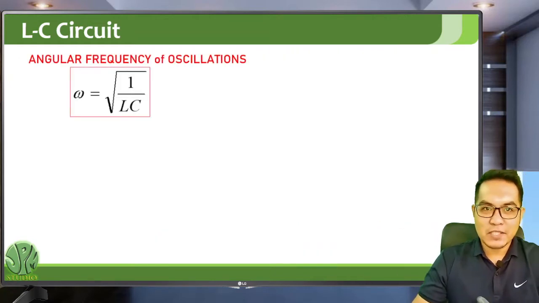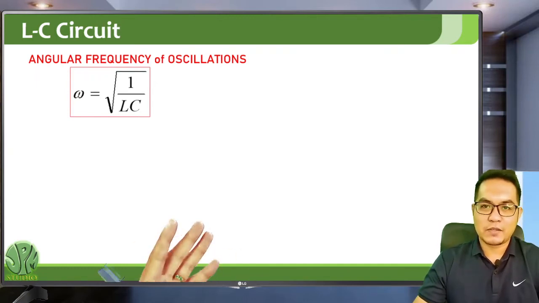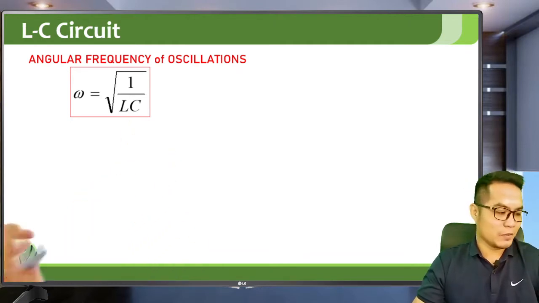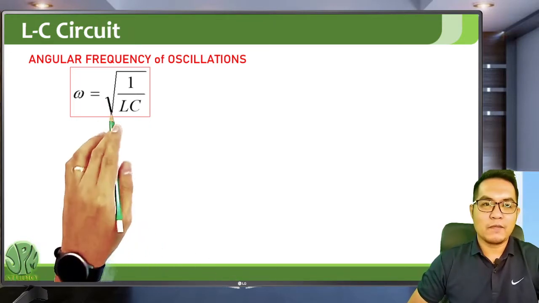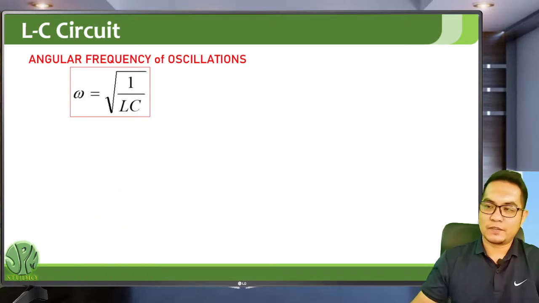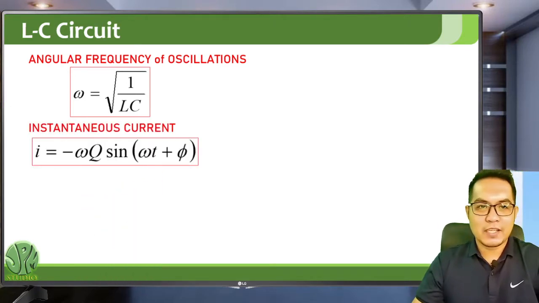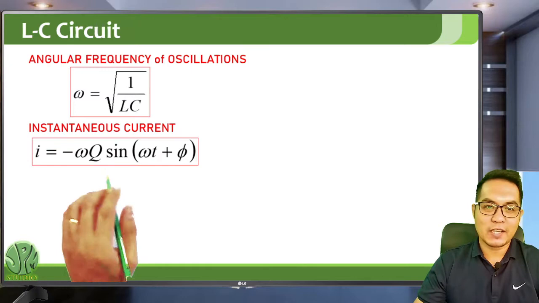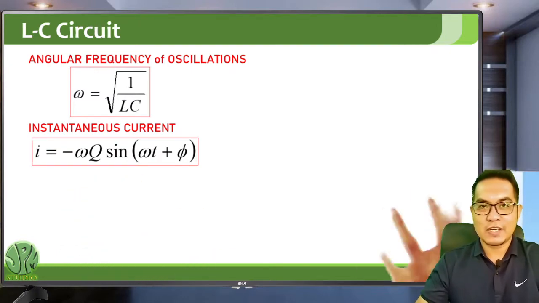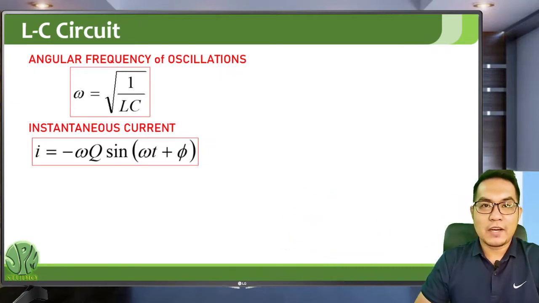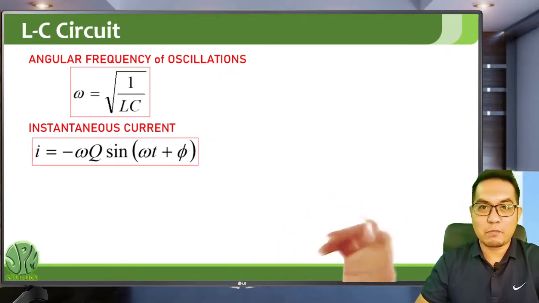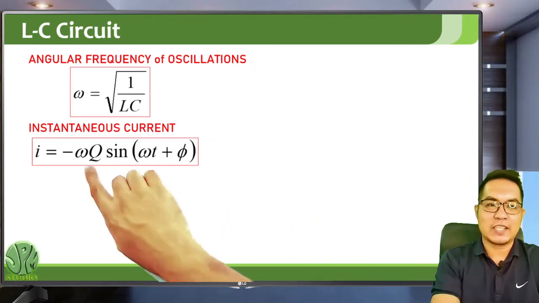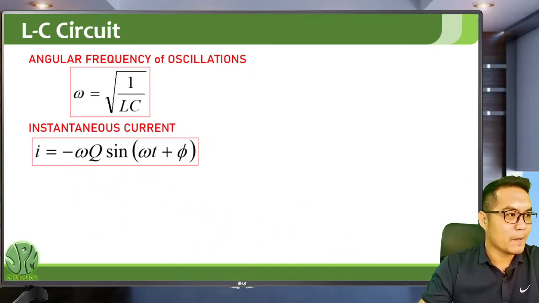The angular frequency of these oscillations, the transformation from electric to magnetic potential energies back and forth, is given by this expression: square root of 1 over the inductance times the capacitance. And the instantaneous current in this case is negative omega Q sine of omega t plus phi. So the current is sinusoidal and it is actually negative. Since the energy is oscillating, transforming back and forth between electric and magnetic potential energies, you expect the current to also be oscillating in the opposite direction, hence the negative sign here.